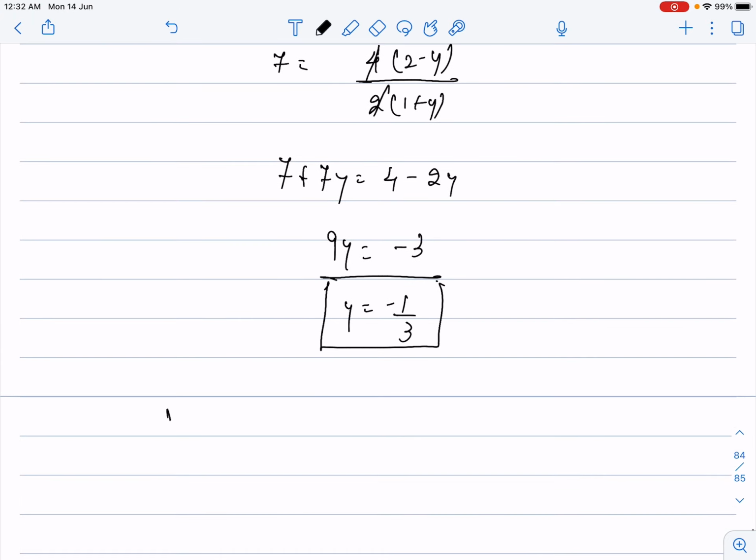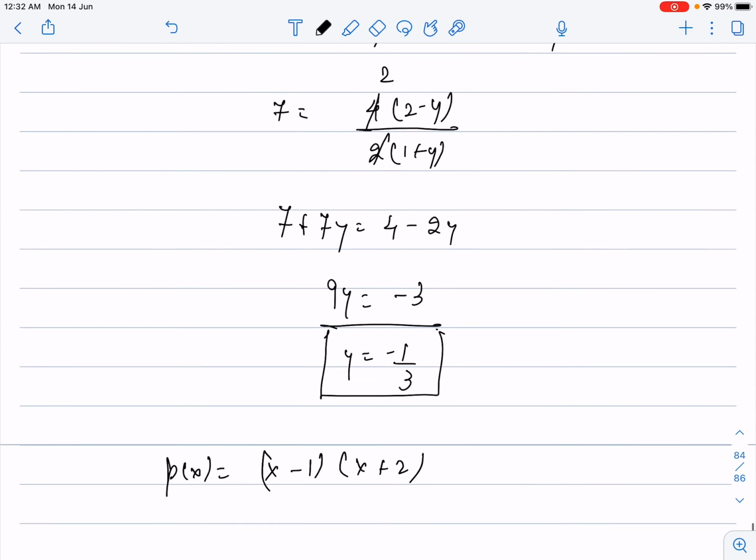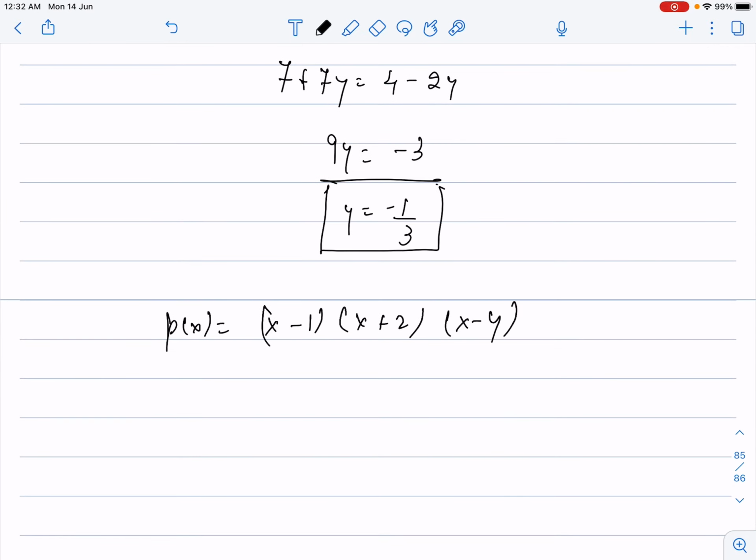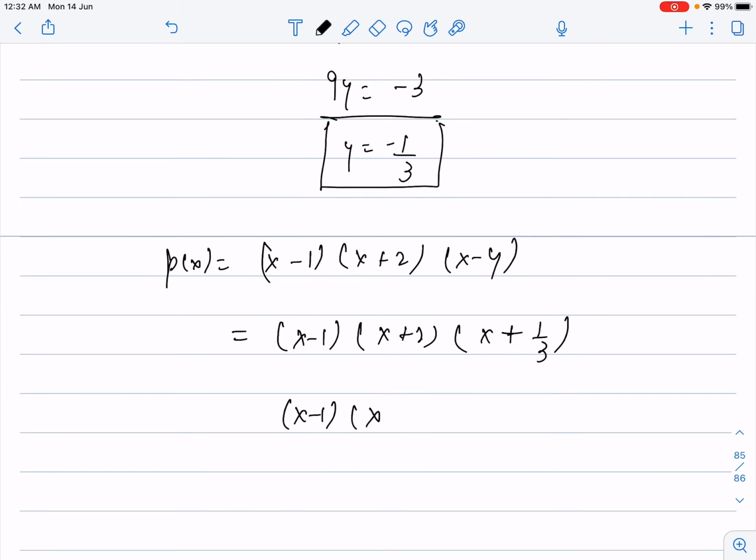They asked me the value of the polynomial, that is what? P of x is equal to x minus 1 multiplied by x plus 2 multiplied by x minus gamma. So gamma is what? Minus 1 by 3, so it will become x minus 1 multiplied by x plus 2 multiplied by x minus of minus 1 by 3, that is x plus 1 by 3. That means x minus 1 multiplied by x plus 2 multiplied by 3x plus 1 will be achieved by us, and 1 by 3 will be coming over here. So the k value also can be written by us as 1 by 3. So p of x value will be coming as 1 by 3 times x minus 1 into x plus 2 multiplied by 3x plus 1.